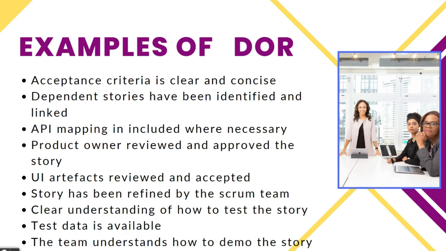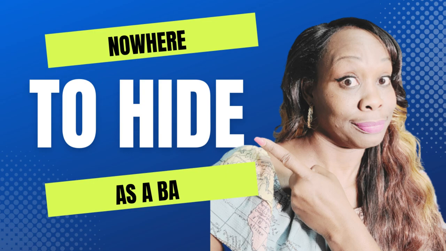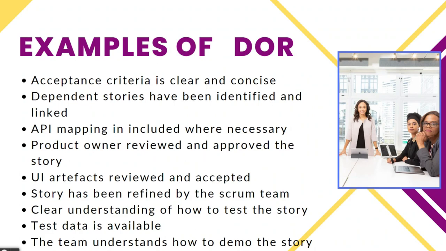Story has been refined by the Scrum team. So, regardless of it having a UX design or not, if you write a story, the entire team has to see it. I did a video, which you can see right here, where I talk about there's nowhere to hide as a BA, where you have to be transparent. So, a part of your definition of ready is that the story has been seen, has been refined, has been discussed by the entire team. Okay. That way, everybody knows what they're building and why we're building it.